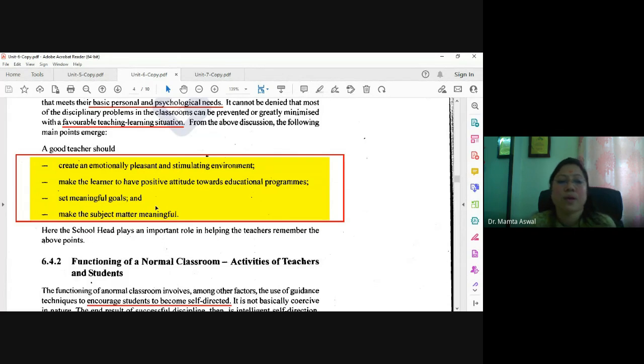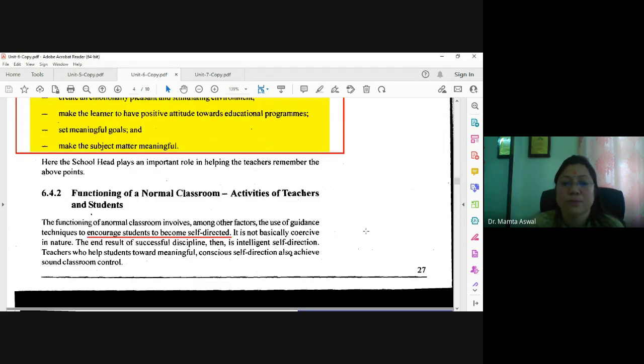So there are four points that a good teacher should follow. He should create an emotionally pleasant environment. He should have a positive attitude towards educational programs. He should set certain goals and make subject matter meaningful. So whatever subject the teacher is teaching, it should be meaningful. And then what should the school head do? The role of the school head is to observe whether all things are going according to the objectives laid down for the school.